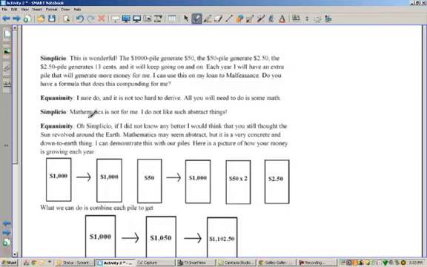Simplicio's kind of upset by this. He doesn't like to do mathematics. It's so abstract. And Equanimity says, "Oh, Simplicio, if I did not know any better, I would think you still thought the sun revolved around the earth." All right, so this is sort of the hint to where the character Simplicio actually comes from. It comes from a book written by Galileo Galilei in the 1600s.